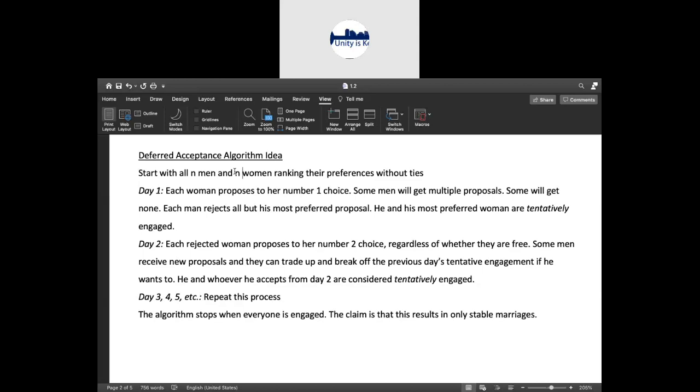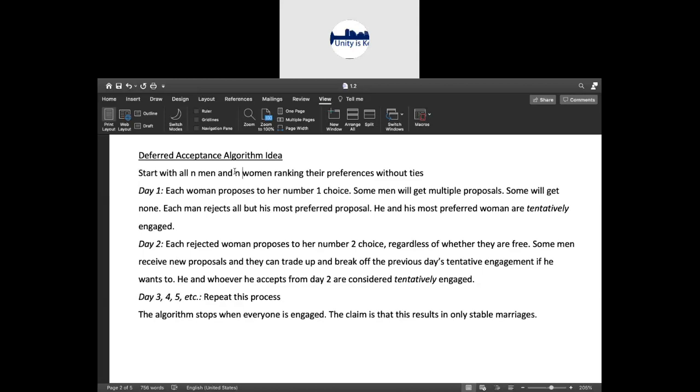You get it. Okay. All right, so after everyone ranks their preferences, on day one, every single one of the N women is going to propose to her number one choice. Some men are going to get multiple proposals. Some aren't going to get any proposals. But every single woman is going to propose to her number one choice on the first day.